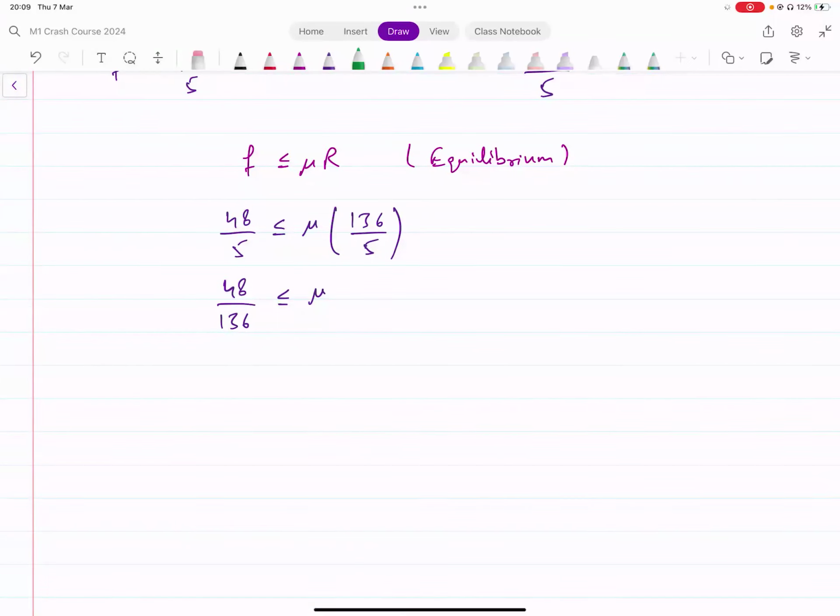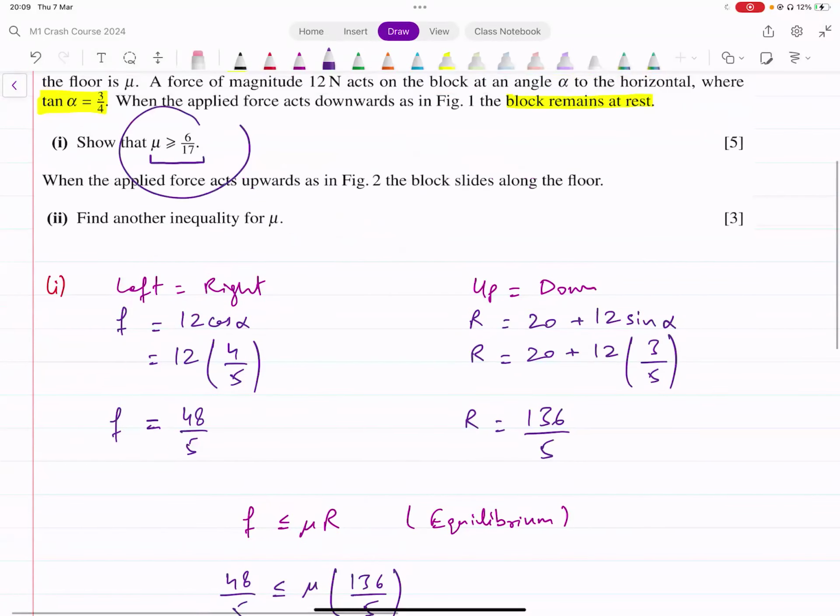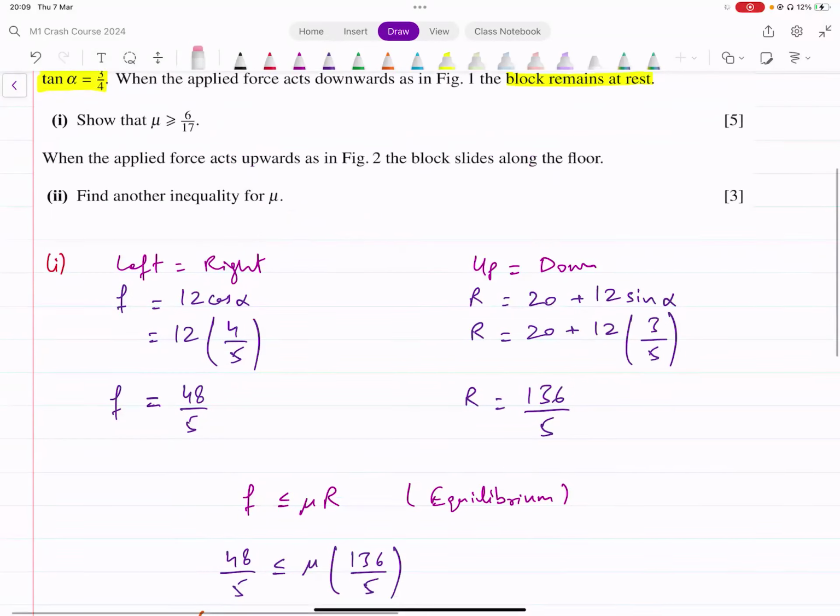Yeah, so that's what we needed. If we cancel this out, this gives us 6/17. So 6/17 is less than or equal to mu. You can just write it the other way around. We can say mu is supposed to be greater than or equal to 6/17. And that is what we wanted to prove there, that mu is greater than or equal to 6/17.